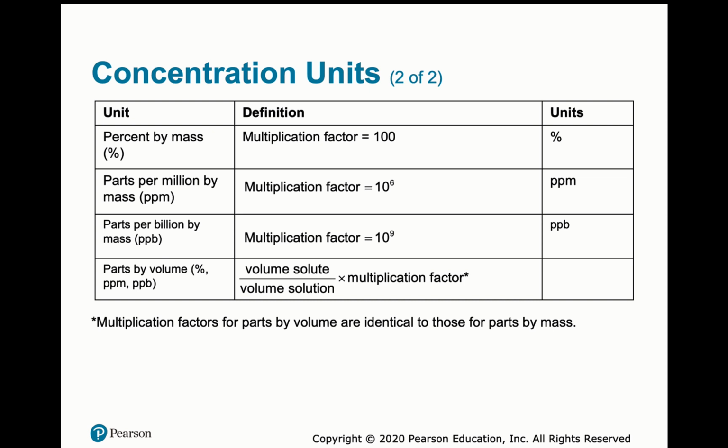And the last part is parts by volume. It's just the volume of whatever it is you're looking at over the total volume of solution times the multiplication factor, for percent, it's just 100. There are other types. Frequently in alcoholic beverages, you use the proof, and the proof is just double the concentration. So, for instance, 40% ethanol, 60% water solution is known as 80 proof. It's just twice the 40%.